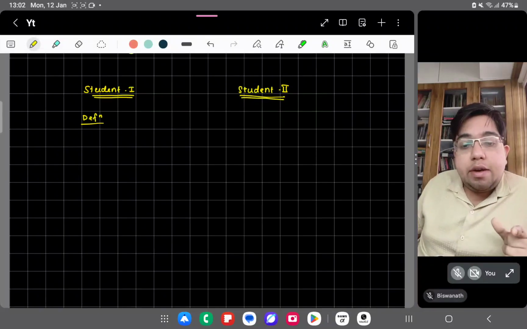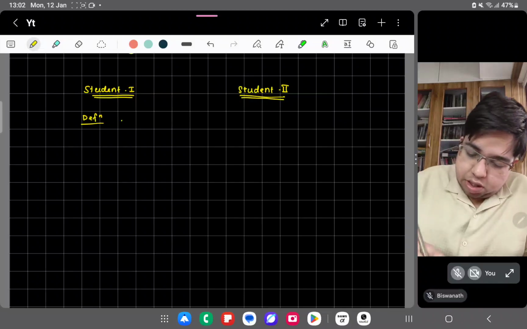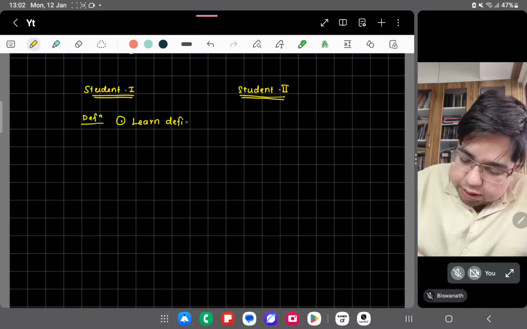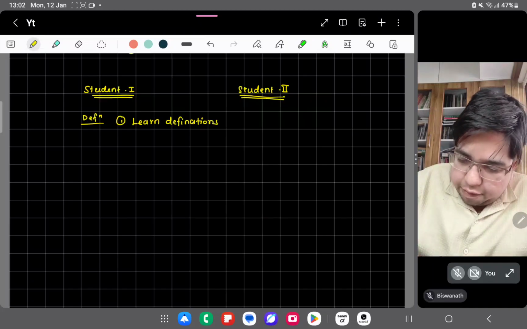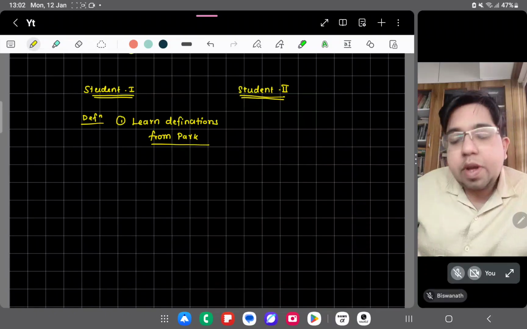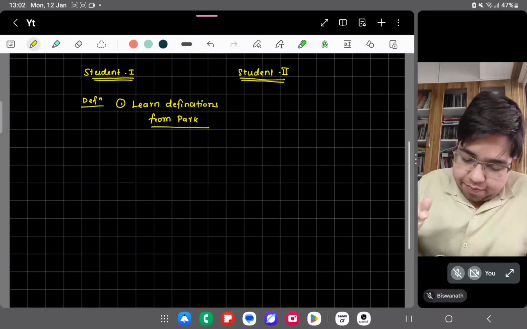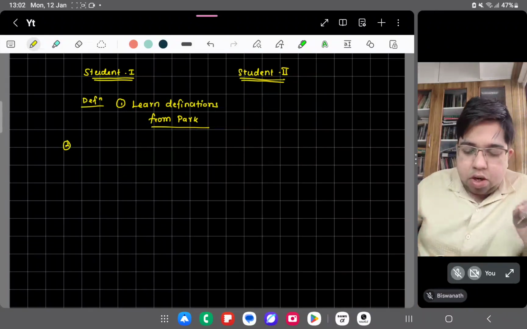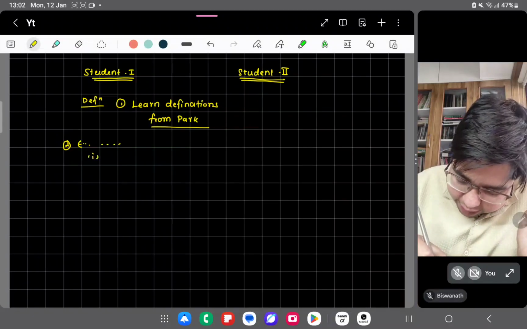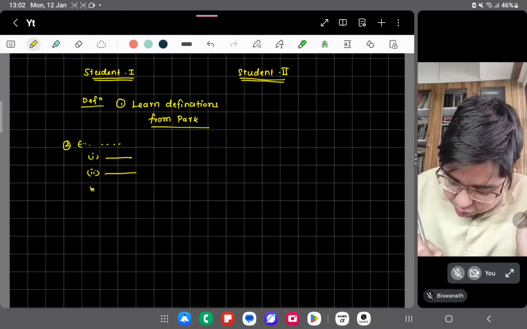You can't write the definition from any other source and expect the teacher to give you a distinction. First, learn definitions at least from Park. This is the first thing. Second, you will condense Park into flowcharts. So student one will write that epidemiological study designs are classified as one, observational, and two, interventional.